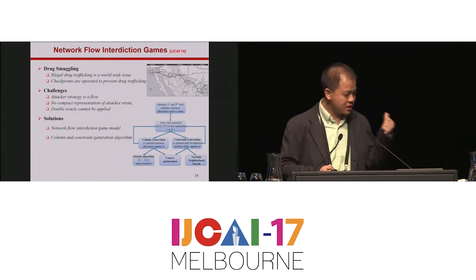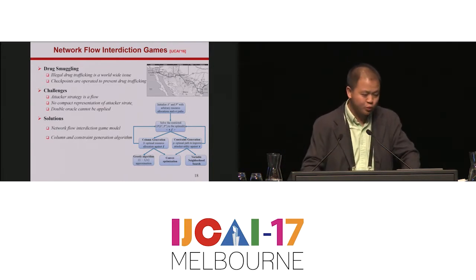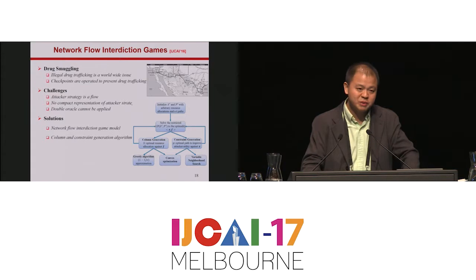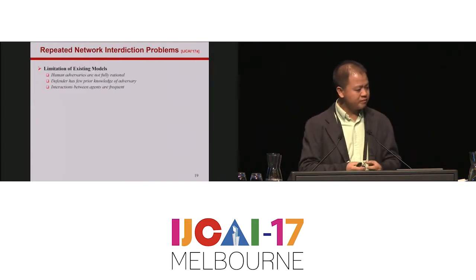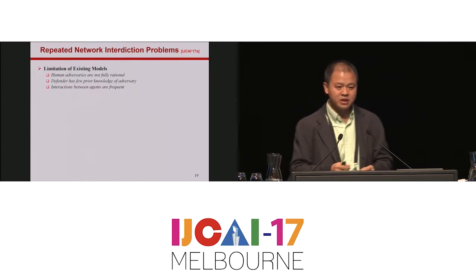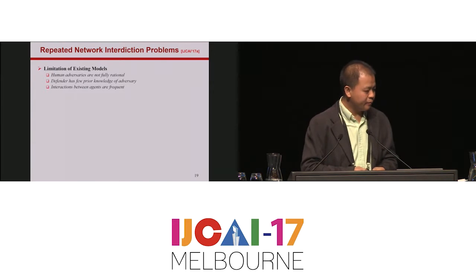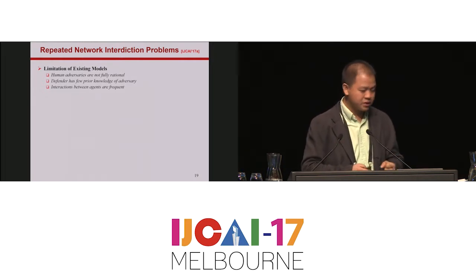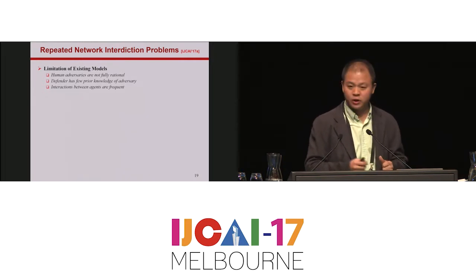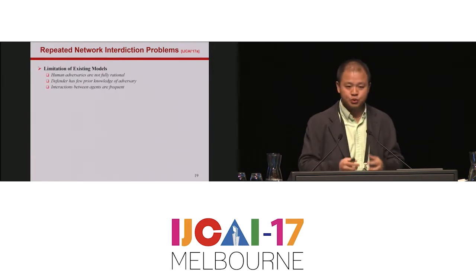And for this problem, we still assume we know a lot. We need to make an assumption about the adversary's behavior. So we just did something on a more repeated network interdiction problem, where we make zero assumption about the adversary's behavior. We do not need to make assumptions about the behavior model of the adversary, and also we do not need any knowledge about the adversary. And we assume this will happen forever.